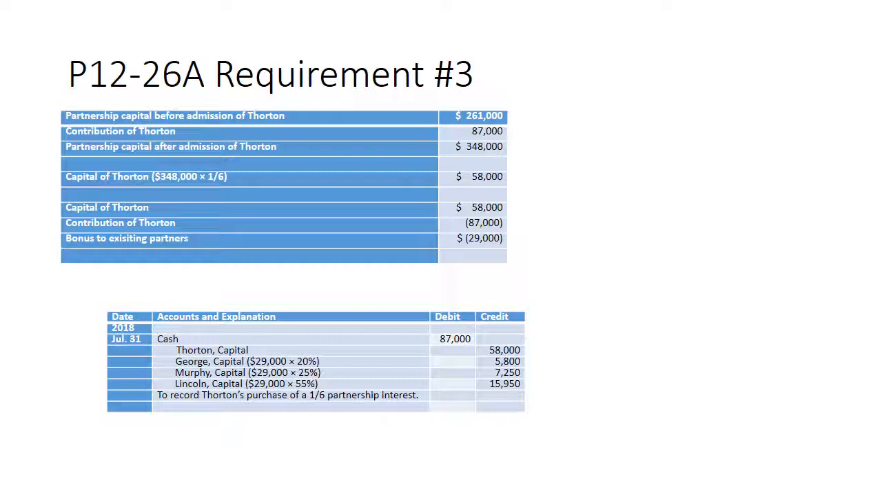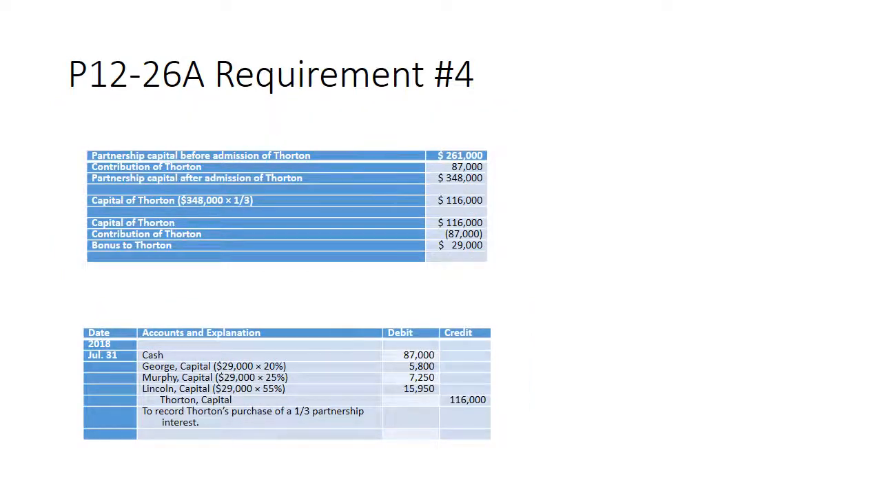So George's capital will go up by 20% of $29,000, or $5,800. Murphy's capital will go up by 25% of that $29,000 difference. And Lincoln's capital, 55%. So they get that extra money put into their capital account that was given by Thornton. Pretty nice deal, huh? But Thornton said, hey, I want to be in the partnership. That's cool by me. And that's how that happens.